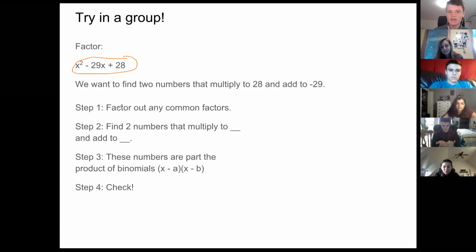You've got your steps here in front of you. If you haven't already, you can write those steps down, or take a picture of them or something like that. Maybe you already know what the answer is.